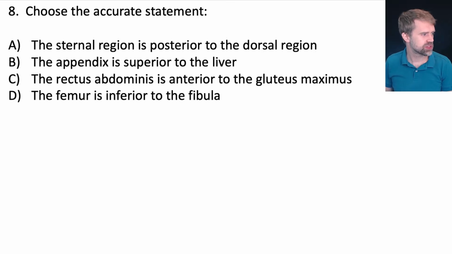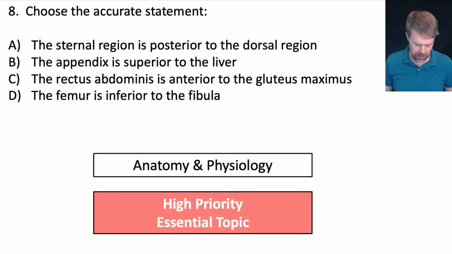8. Choose the accurate statement. Now we have these 4 statements. We'll go through them one by one when we solve the question, okay? But this is an anatomy and physiology question. It's a high priority essential topic. There are 2 main things that this question is asking, okay? It's asking about different parts of the body, and it's about how we describe them in relation to each other using anatomy terms, okay? So this is definitely a high priority topic for A&P. You got to know this.